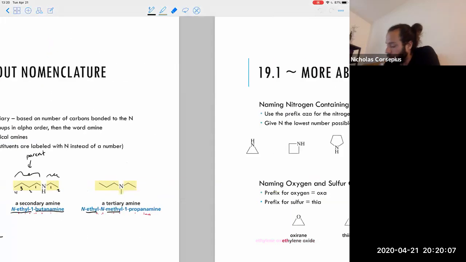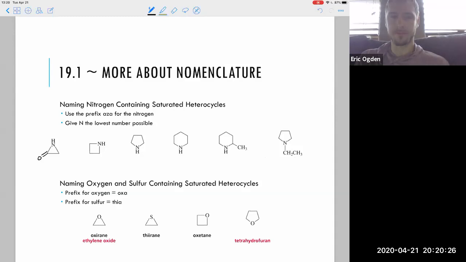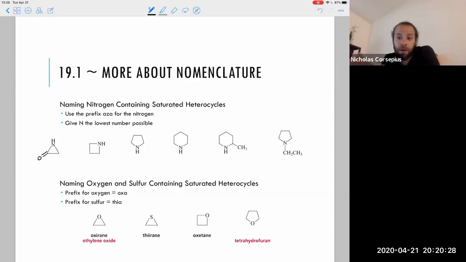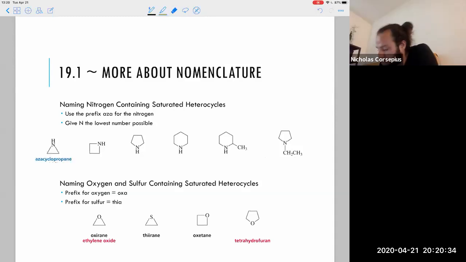Now I have to throw a little bit of a curveball here: our cyclic amines. We actually kind of know how to do this. Eric brought it up before. We knew how to do this when there was an oxo group on that, right? Those were our two-oxo what? Yeah, that was the class, lactam. But we used a special prefix for these. Azacyclo. Nice. Absolutely. So these were azacyclo.